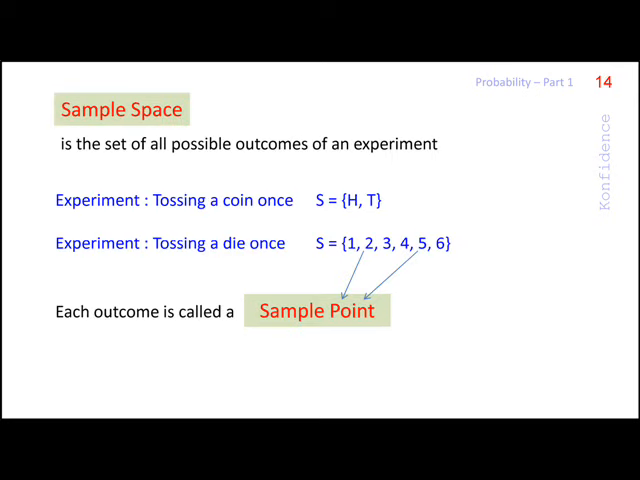The set of all possible outcomes of an experiment is called the sample space of that experiment. Sample space is usually denoted by S. In the coin tossing experiment, sample space S will be head and tail. In the die tossing experiment, sample space S will be 1, 2, 3, 4, 5 and 6. Each possible outcome of the experiment is called a sample point. It will be an element of the sample space.